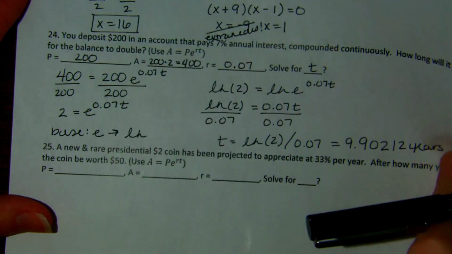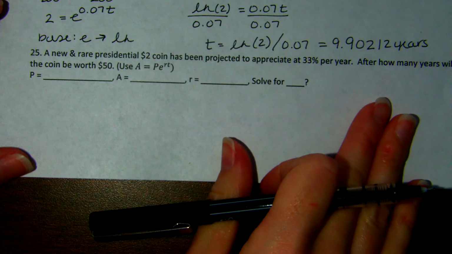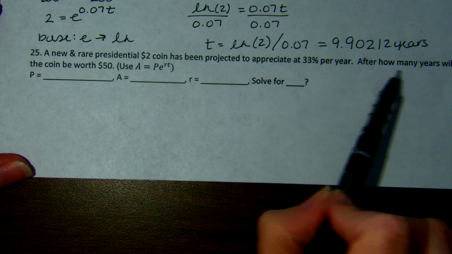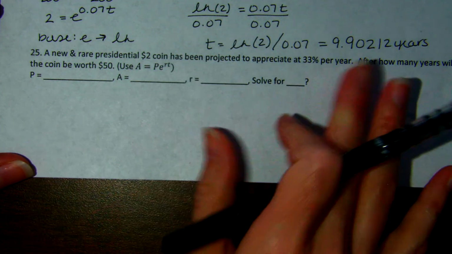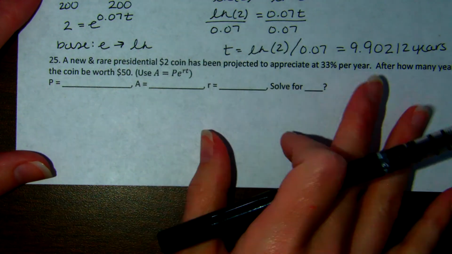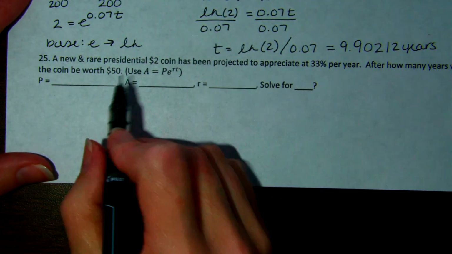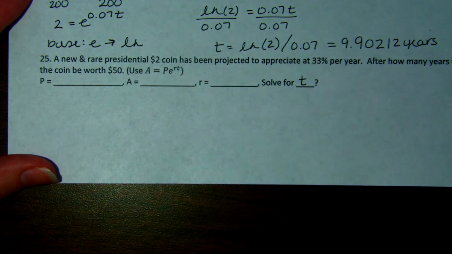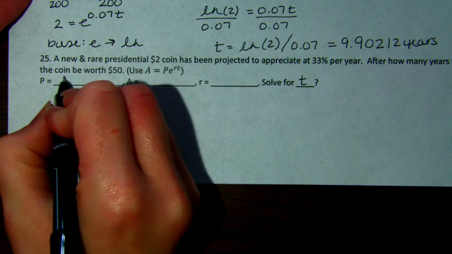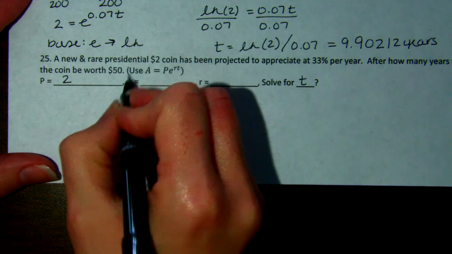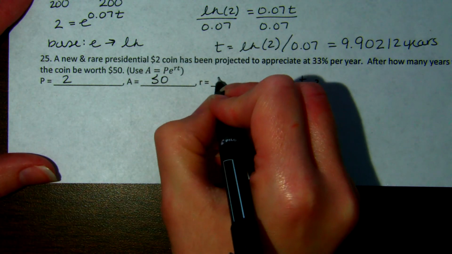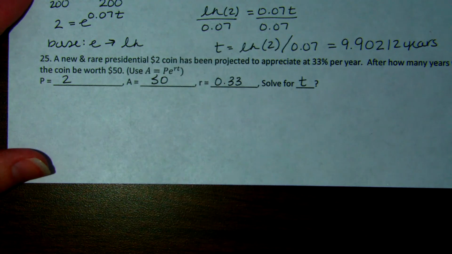All right, guys, looking at number 25, it says a new and rare presidential $2 coin has been projected to appreciate at 33% this year. After how many years will the coin be worth $50? So we are again looking for time. They want us to tell them after how many years will the coin go from being worth $2 to worth $50. So we're looking for t. The amount we pay for the coin, that's our principal amount, that's 2. And the amount the coin's going to be worth at the end is 50. And our rate of increase, not interest rate, but rate of increase, is 33%, so it's 0.33.